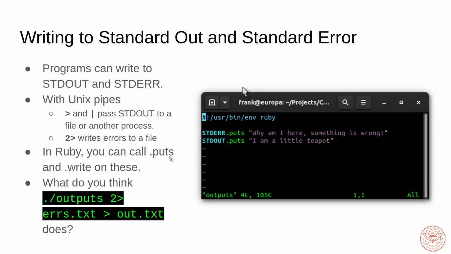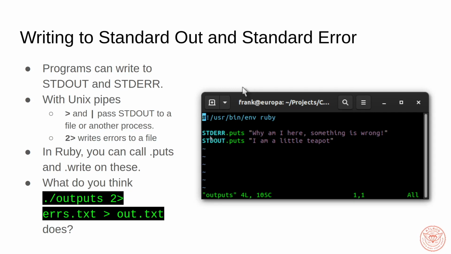.puts has a newline character implicit at the end of the output on that string. .write does not add a newline character. So if you want one, you need to add it yourself, or it can also be helpful if you're writing binary and you don't want to add that. You use .write instead. And then here's a script.